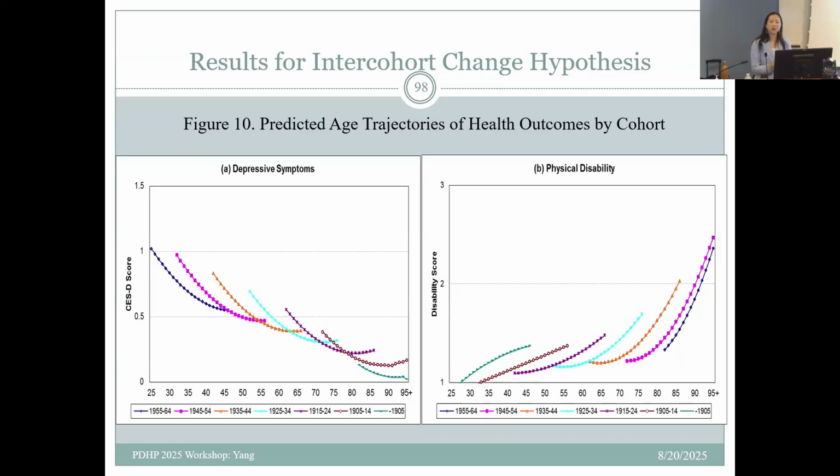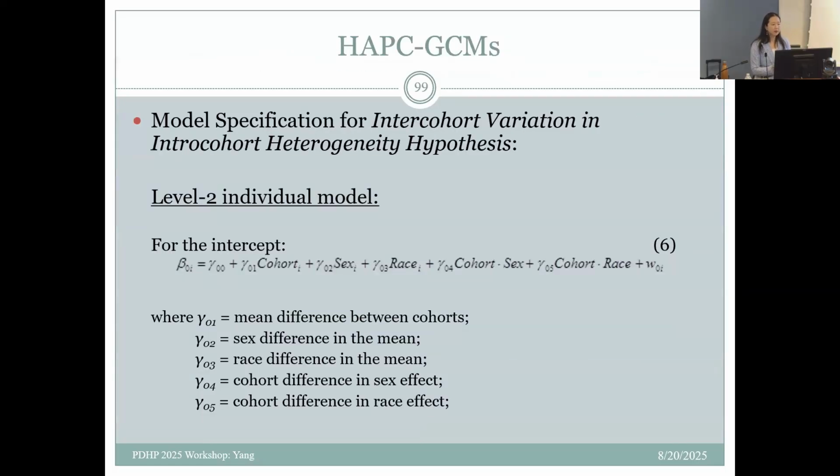So very cohort-specific age trajectories for both mental and physical health in this case. Now, if we move on to test a more complicated intercohort variation and intracohort heterogeneity hypothesis, the level 1 model stays the same. It's repeated observation, so only age is the indicator there.